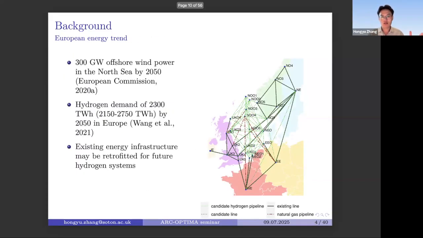So that is a big picture of the European energy trend towards renewable power and renewable energy sources.